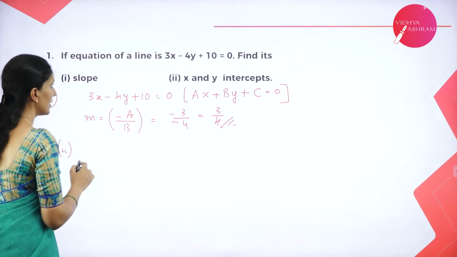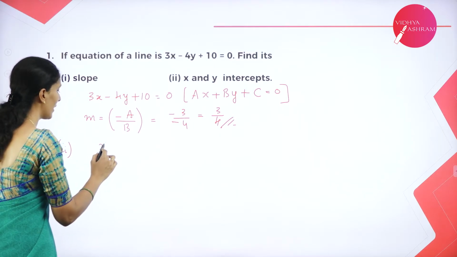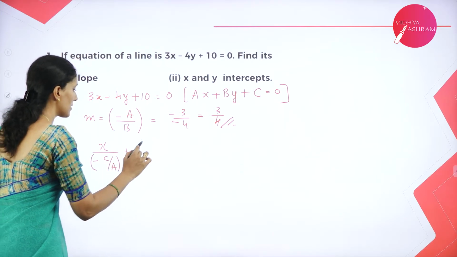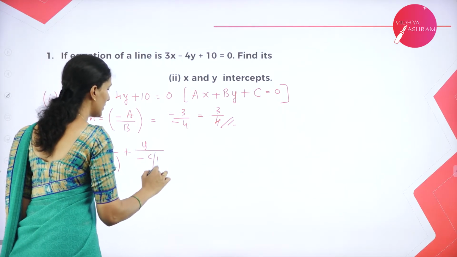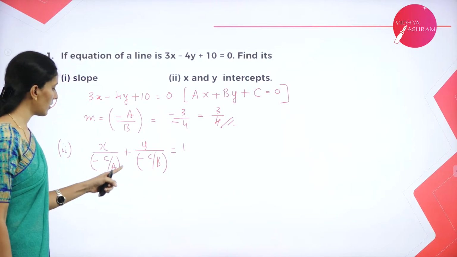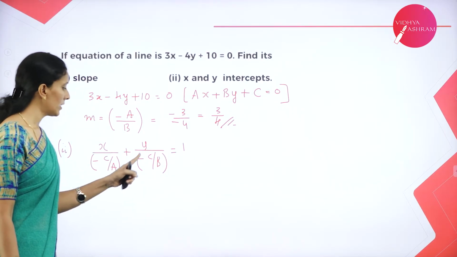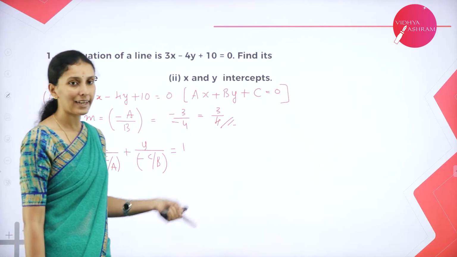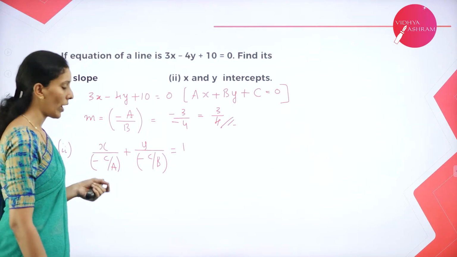So, this is the intercept form. I can write x divided by minus c by a plus y divided by minus c by b is equal to one. Just this is your small a, which is the x-intercept. This is your small b, which is the y-intercept. Using this formula also, you can directly find the value of the x and y-intercepts.